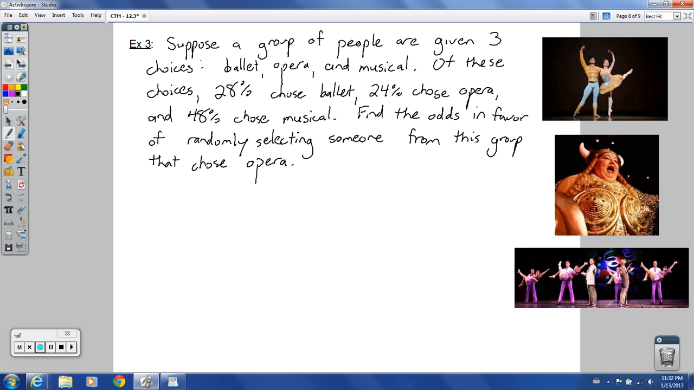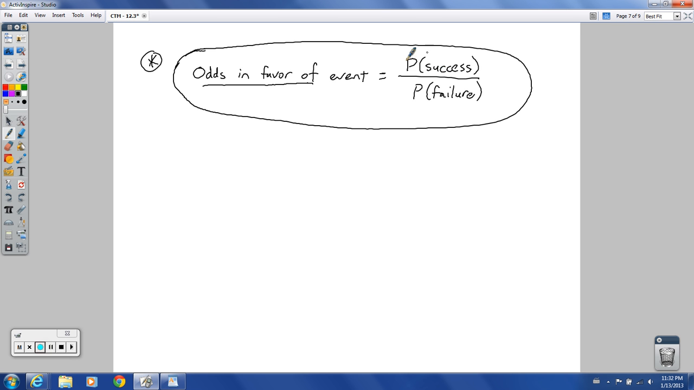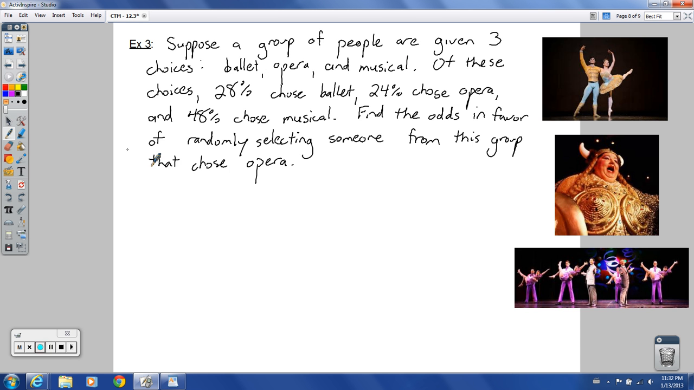Okay, so think about this. Odds in favor of an event happening. It's the probability of success over the probability of failure. So odds in favor of opera would be the probability of success, which would be the probability of opera. Opera we're considering a success in this case. Over the probability of failure, that would be the not opera part. So how many people did not choose opera? So I'm going to put not opera there. And this would be the probability of opera.